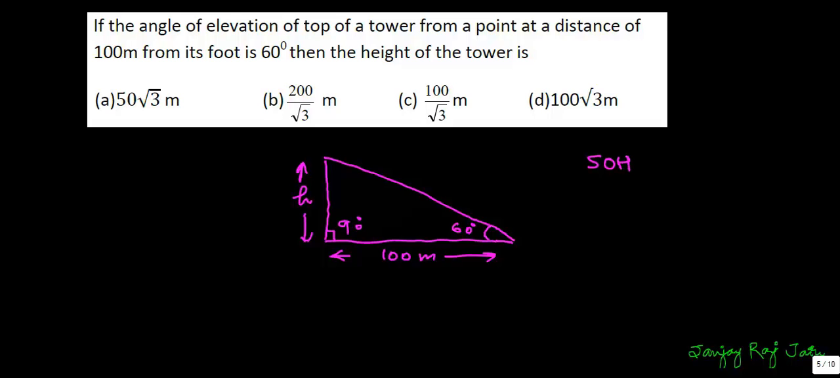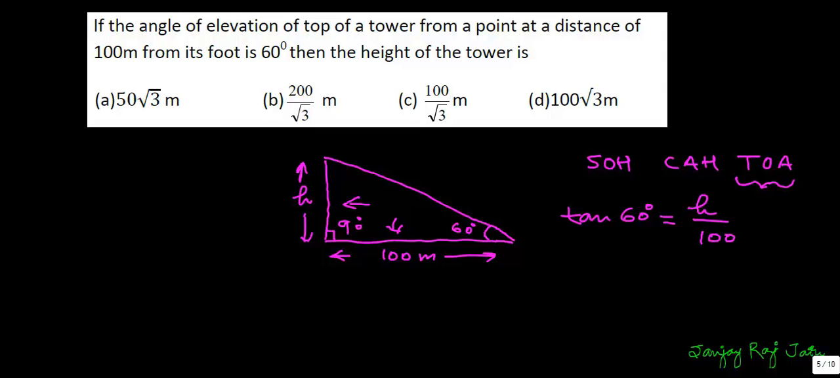So let us see which ratio will apply here from our rule. We are again talking about opposite side and adjacent side. So tangent of theta will be the appropriate ratio. So tangent of 60 degree is opposite, which is h, divided by adjacent, that is 100. So h is going to be equal to 100 into value of tangent 60 degrees, which is root 3. So that is 100 root 3.